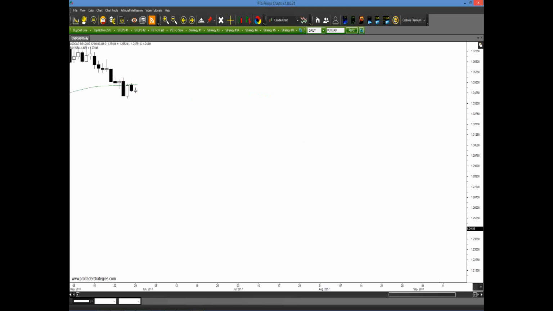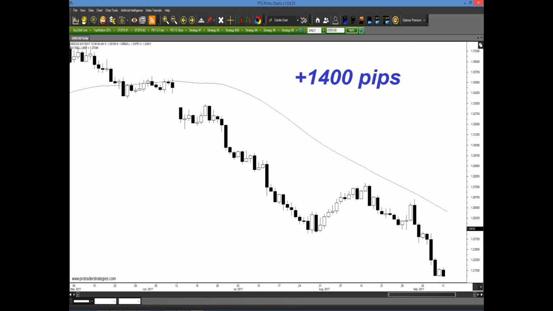It's telling us it wants to go lower. So if it wants to go lower, would you want to buy anything? Absolutely not. You want to be a seller. And the Canadian dollar went down 1,400 pips after that. You see how simple trading can be?